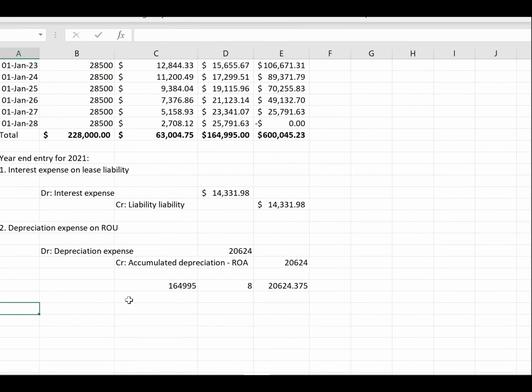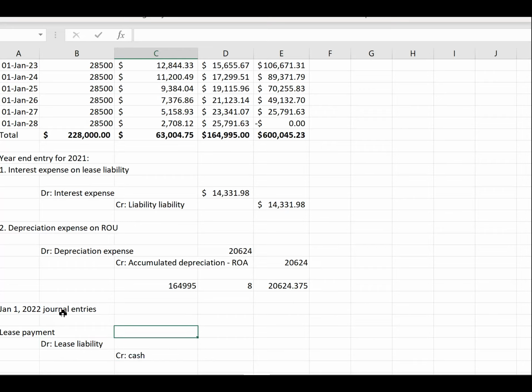Okay, so now we need to reflect 2022, January 1. So basically this is going to be January 1, 2022 journal entries. So we're going to have our lease payment. And what happens with our lease payment on year 2? Well, we know we're going to have credit cash and we're going to have debit lease liability. Debit lease liability, credit cash.